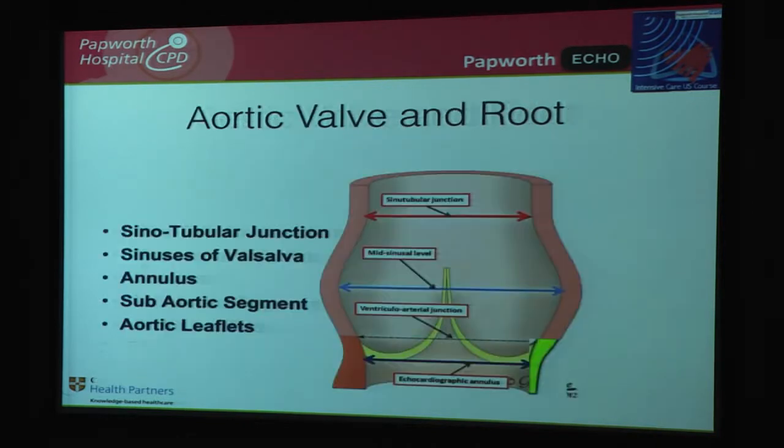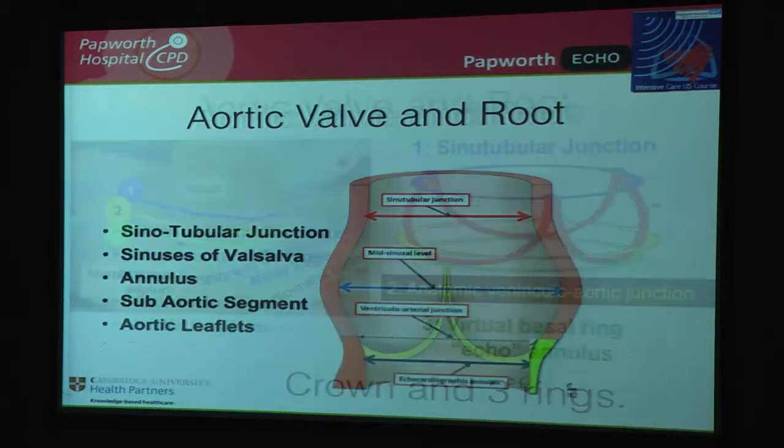What I will talk to you about is essentially the clinical aspects of aortic valve anatomy. So the aortic valve is a complex. It essentially contains the valve leaflets, the subaortic segment, the annulus, the sinuses, and the sinotubular junction. You cannot evaluate the valve leaflets alone. You've got to evaluate all of this in continuum. Similar to what we call the mitral valve apparatus, this is what constitutes the aortic valve apparatus.